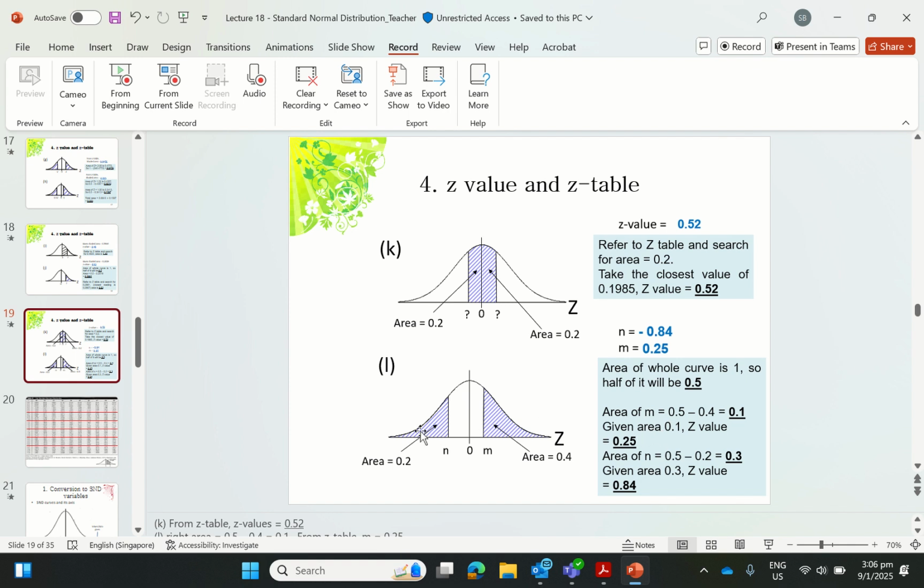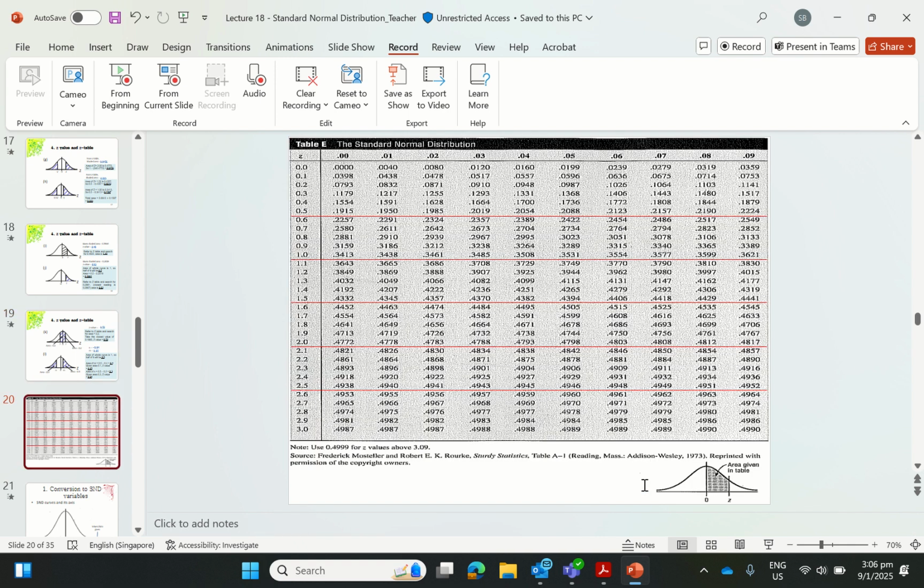And likewise here it is also outside, 0.2. Therefore the inside area is 0.3. Okay, so get the inside area first, 0.3. Then only you use 0.3 and find the Z value. All right.